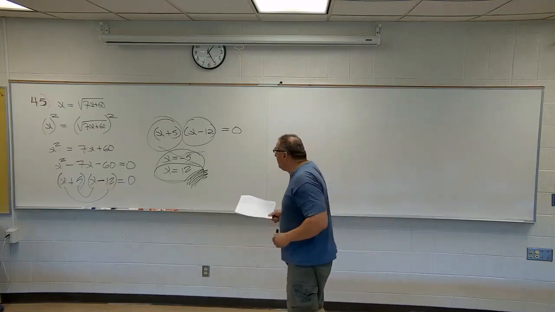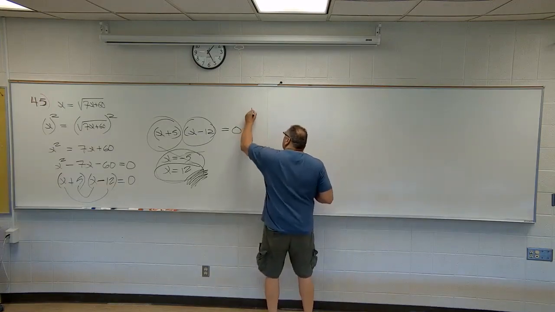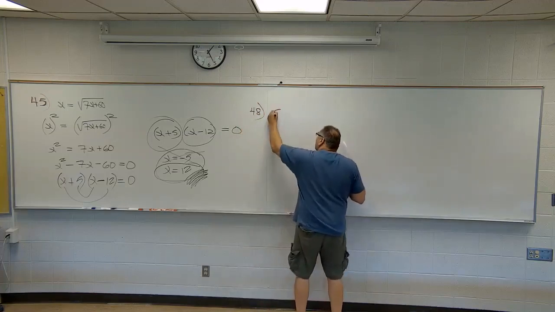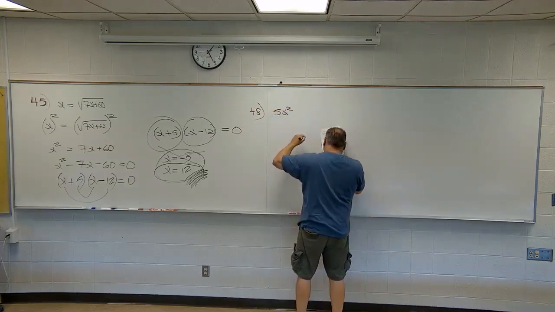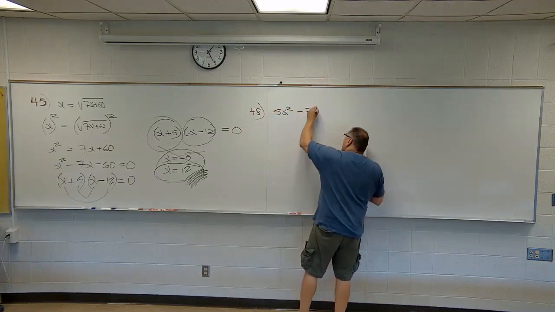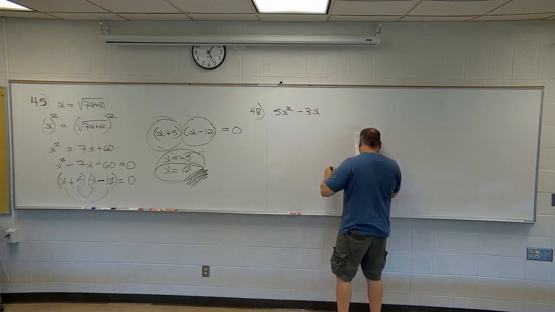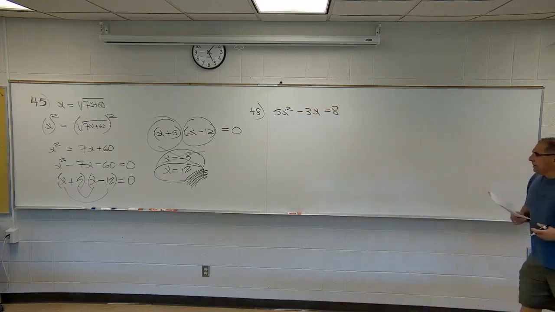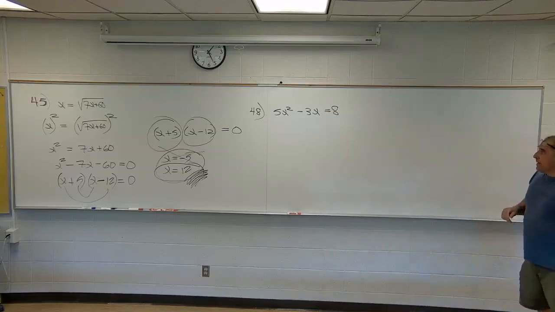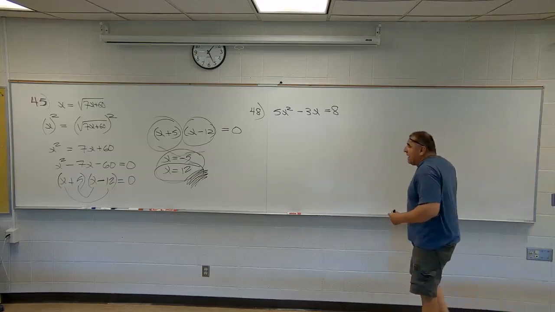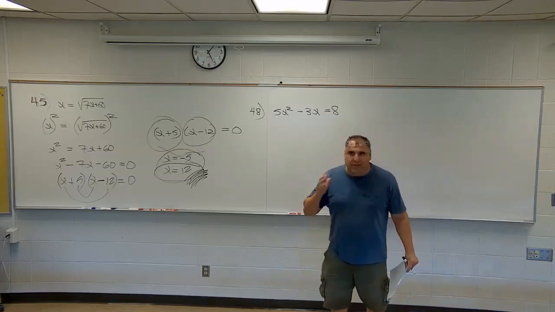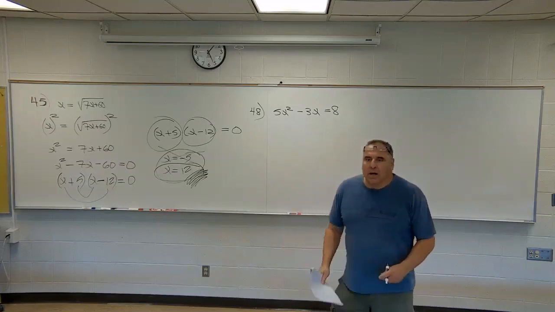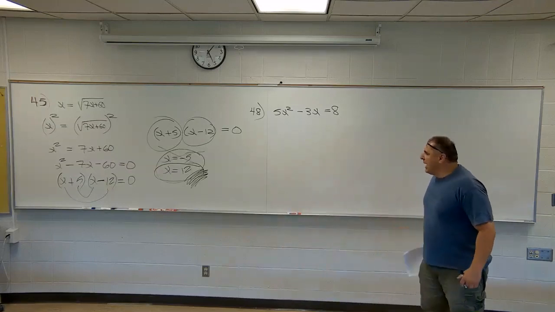Let's look at 48. 5x squared minus 3x equals 8. Yeah, you can go here too. I mean, let me see. You're usually better off just doing a factorization if you can pull it off. If not, probably quadratic formula. Okay. So just kind of watch for that.